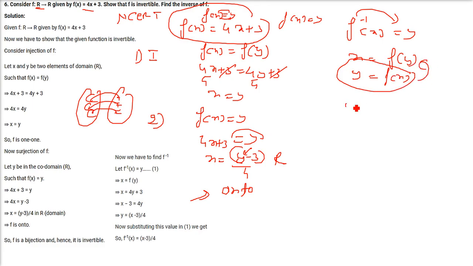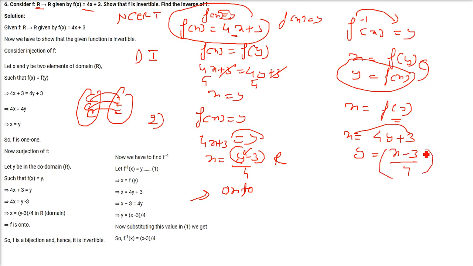So x equals f(y). In place of f(y), you just put 4y plus 3. x equals 4y plus 3. So now y will be equal to (x minus 3) by 4, and just replace y by f inverse of x. Okay, this is the inverse, (x minus 3) by 4.